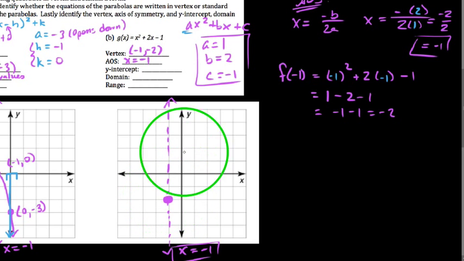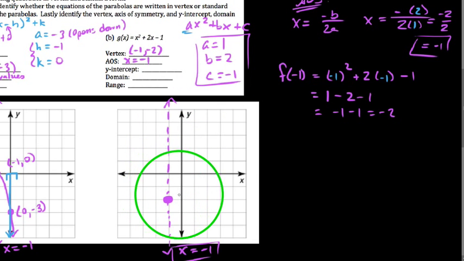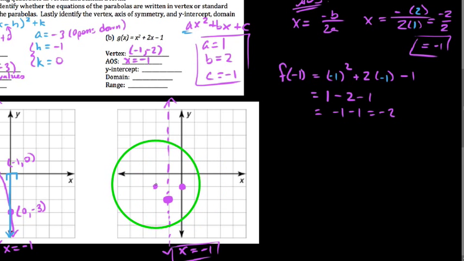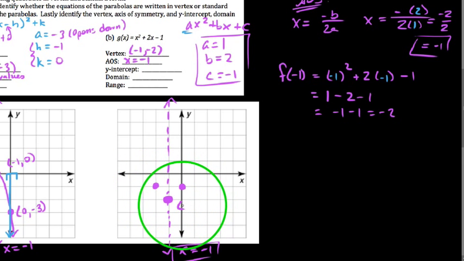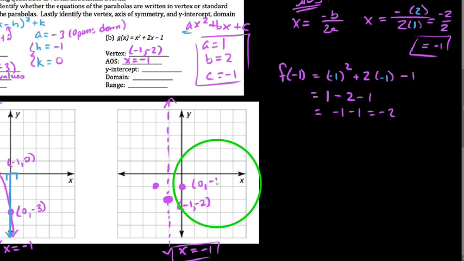Does this open upward or downward? Well, observing that A is positive means it opens upward. And I observe also that it's a 1. It's not going to be vertically stretched at all. So it's going to go up 1, right 1, just as its parent function does. But because it does open upward, I'm going to label it below here, -1, -2. We'll go ahead and label the y-intercept here, and I notice that that's at 0, -1.